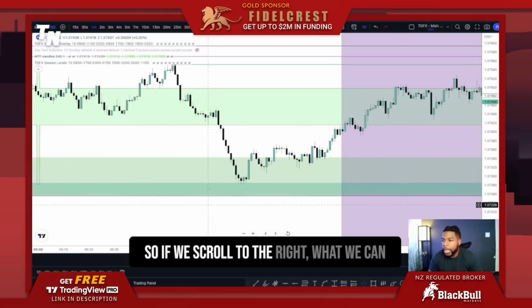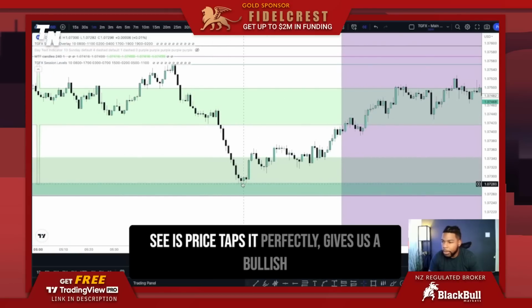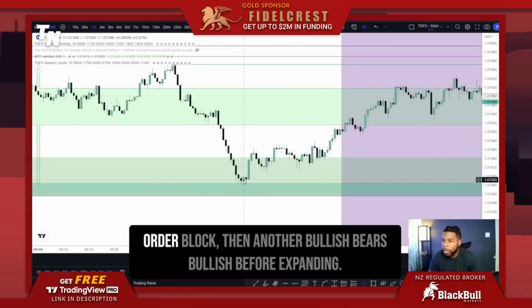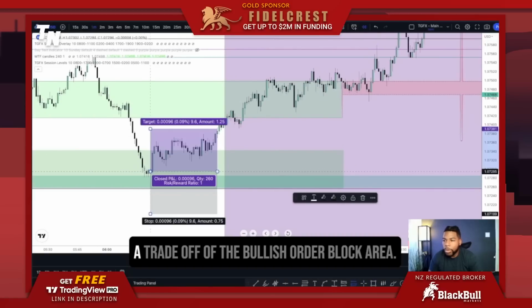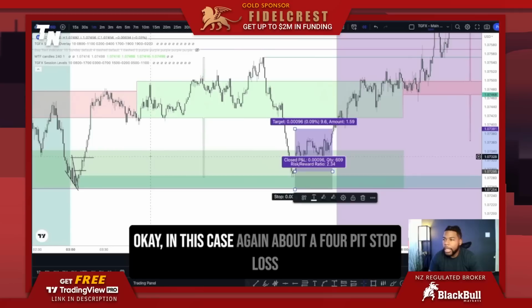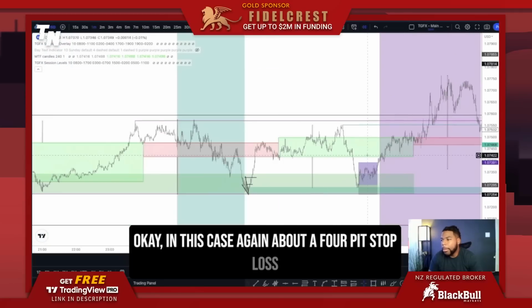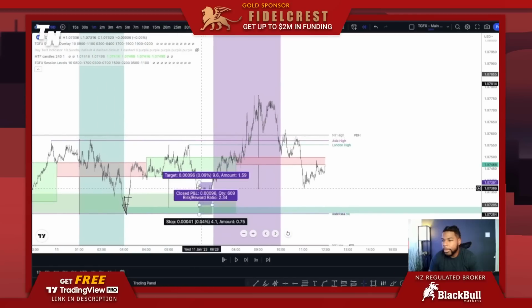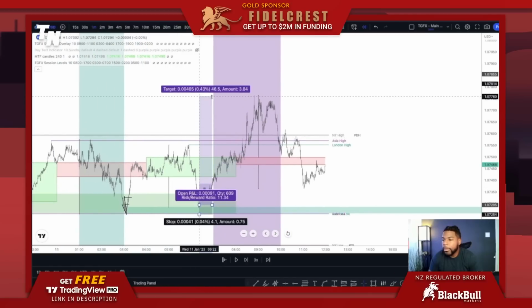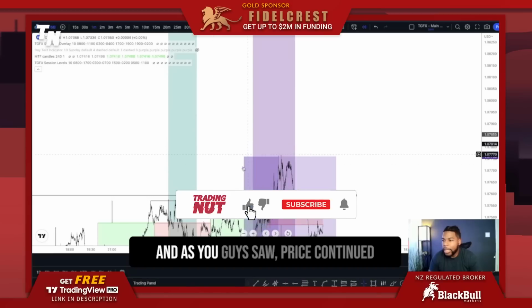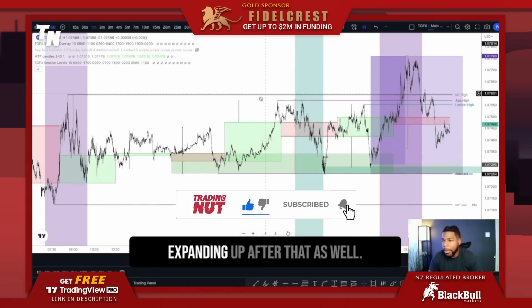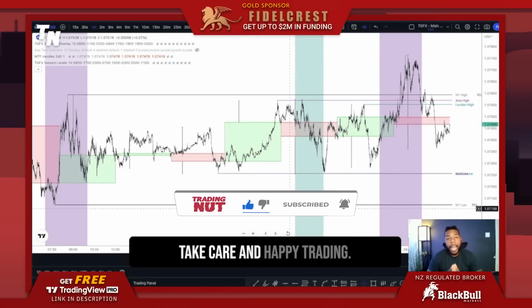So if we scroll to the right, what we can see is price taps it perfectly, gives us a bullish order block, then another bullish bearish bullish before expanding. Now, in this case here, we could have simply took a trade off of the bullish order block area, okay? In this case, again, about a 4 pip stop loss. And boom, around a 1 to 11 just for right there. And as you guys saw, price continued expanding up after that as well. Take care and happy trading.